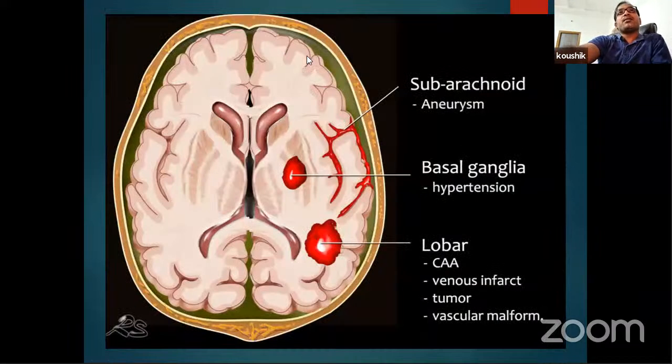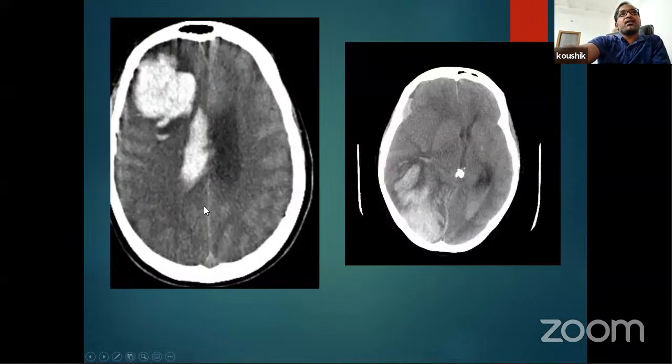Then comes lobar hemorrhages. Here we can see these are the lobar hemorrhages. They are seen involving the lobes. They are not seen in the basal ganglia. They're not seen intraventricularly. Okay, they're seen confined to the lobes. Here we can see this is in the frontal lobe. Here it is in the occipital and temporal lobes.